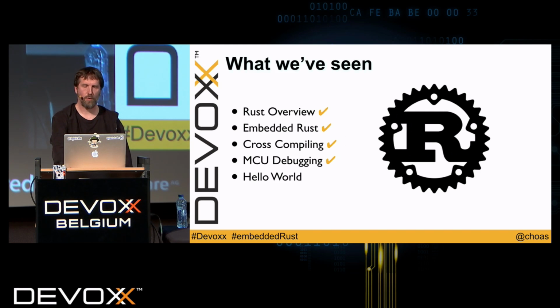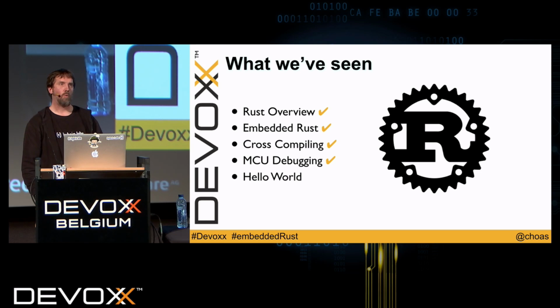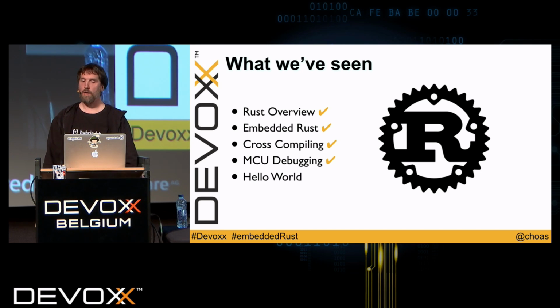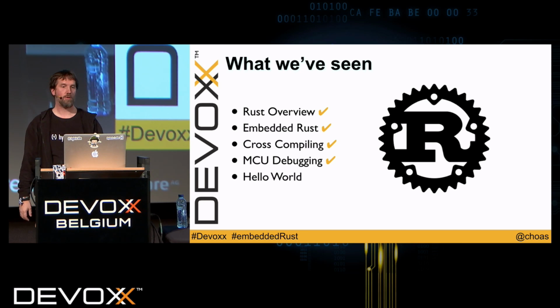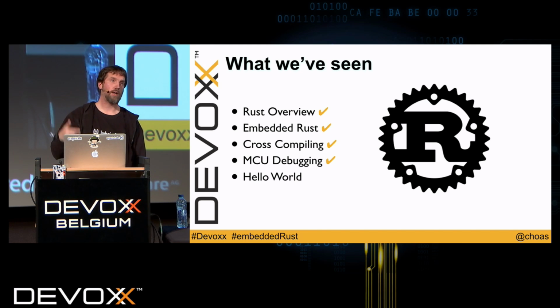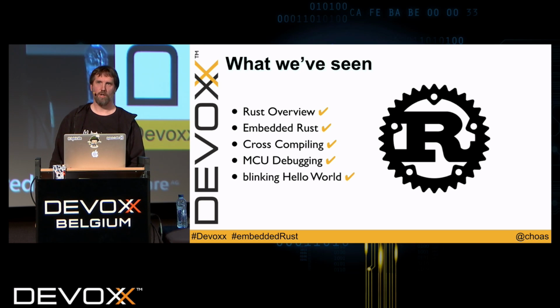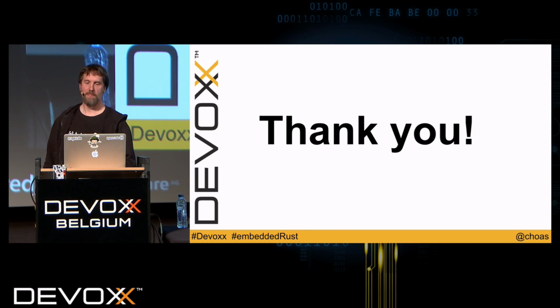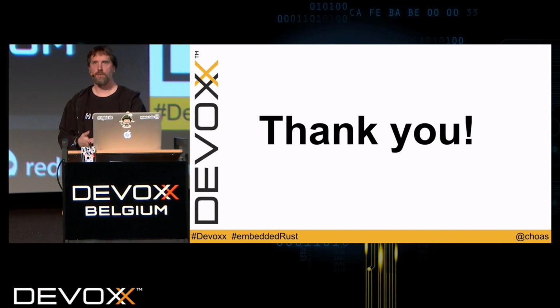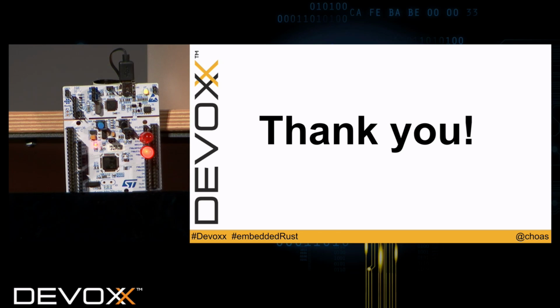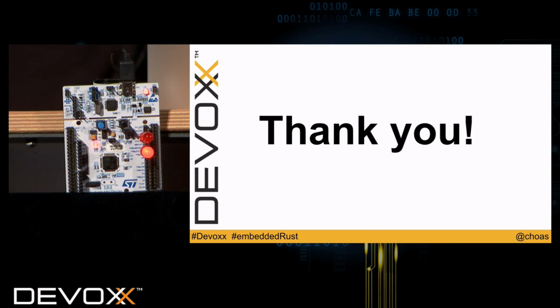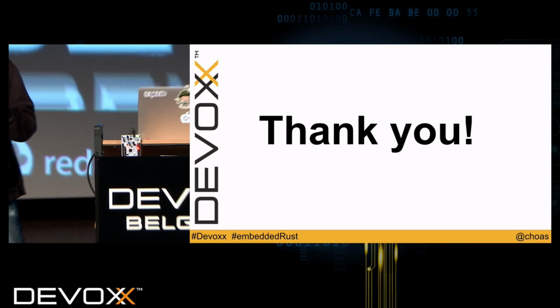Demo I've already given. So what have we seen today? A Rust overview, embedded Rust code, some Rust code also, how to cross-compile and debug it. What we didn't see was the typical hello world, but the blinking hello world for embedded devices. That's it. Some questions? I couldn't answer borrow checker questions in the short time.